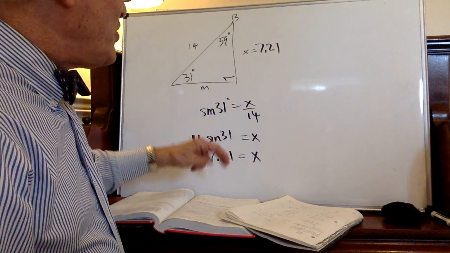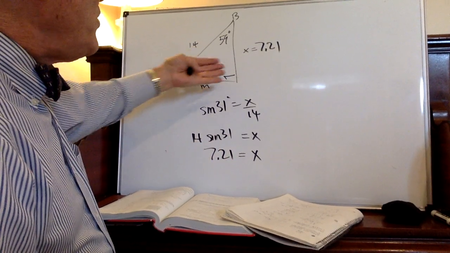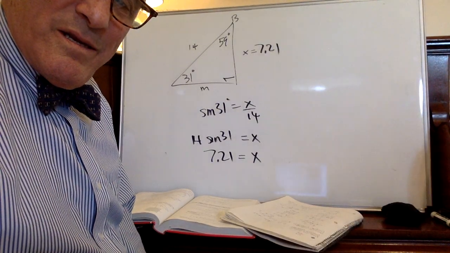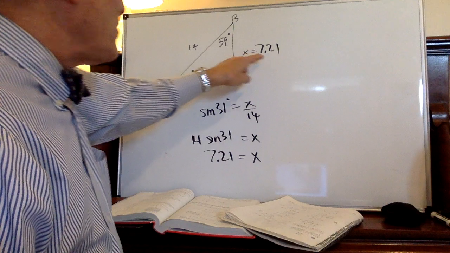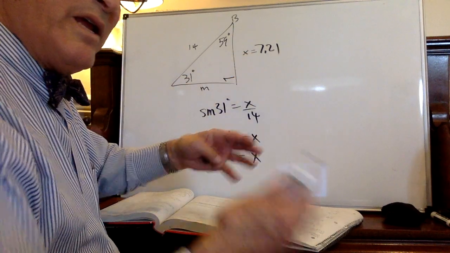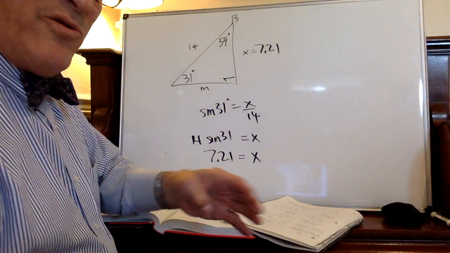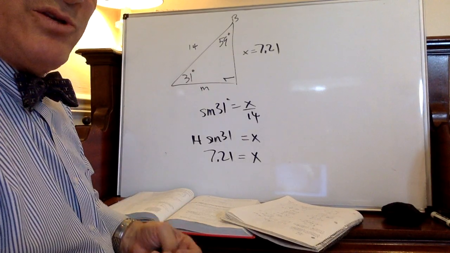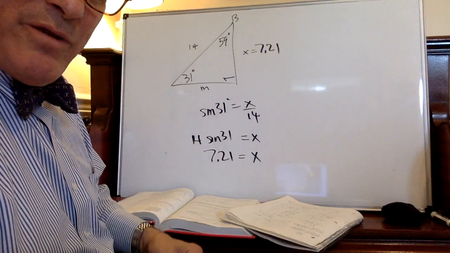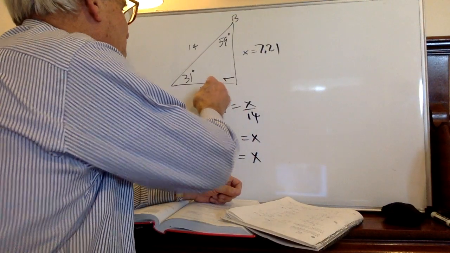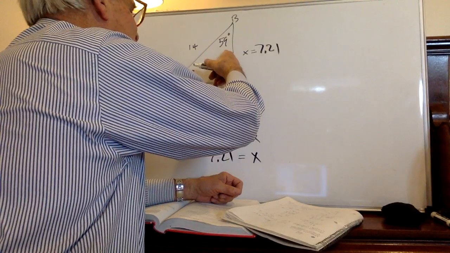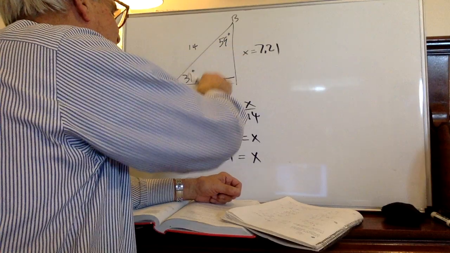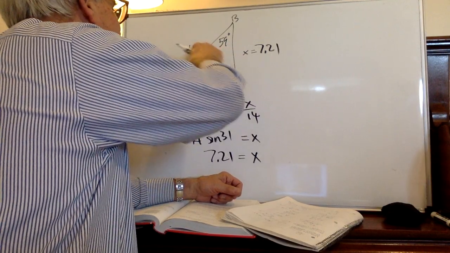Now I can use trig to find the other one. And actually, once I've got two sides of a right triangle, I could also use the Pythagorean theorem if you want. I could say that 14 squared is equal to 7.21 squared plus m squared and solve. It doesn't matter. Again, as long as your math is correct, you don't make any math errors, you're going to get the same answer whether you use trig or whether you use Pythagorean theorem. But let's go ahead and solve for m now. I can use either cosine or tangent now. I could say the cosine of 59 is m over 14.